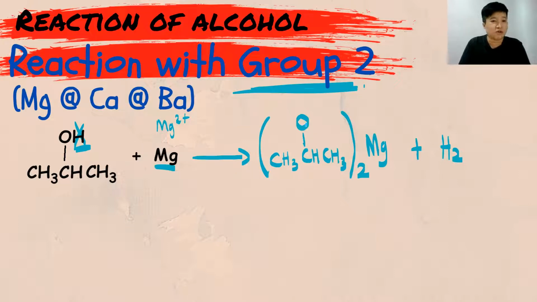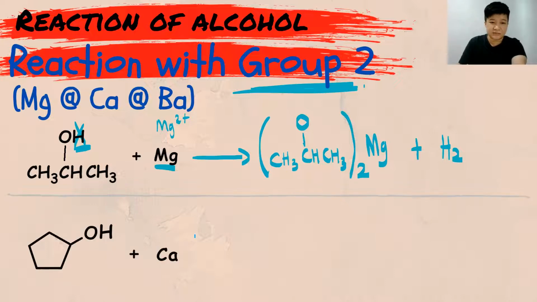So oxygen will remove the hydrogen. The OH will remove the H, bonded with your group 2 metal, Mg2 plus. So 2 plus, O minus. So we need 2 O minus to balance off with 1 Mg2 plus.